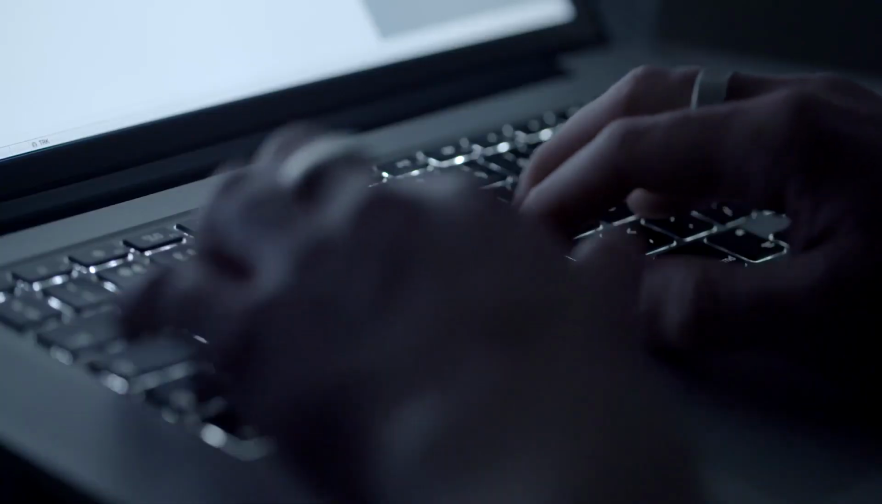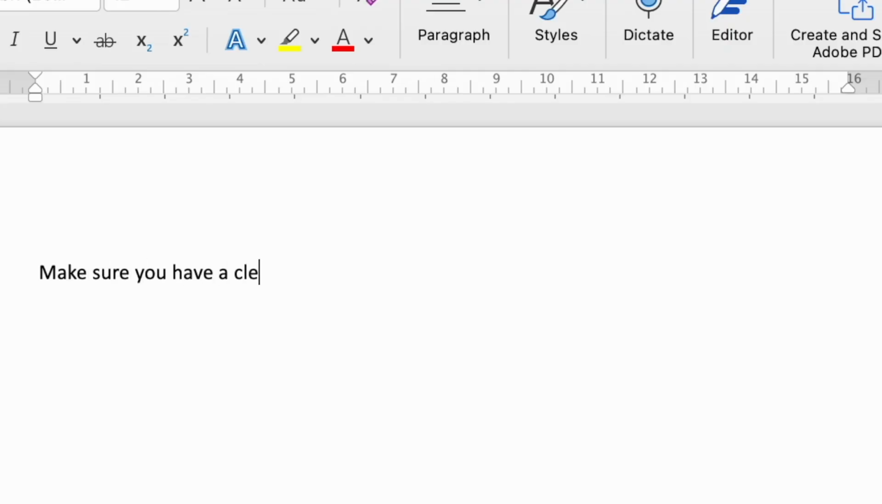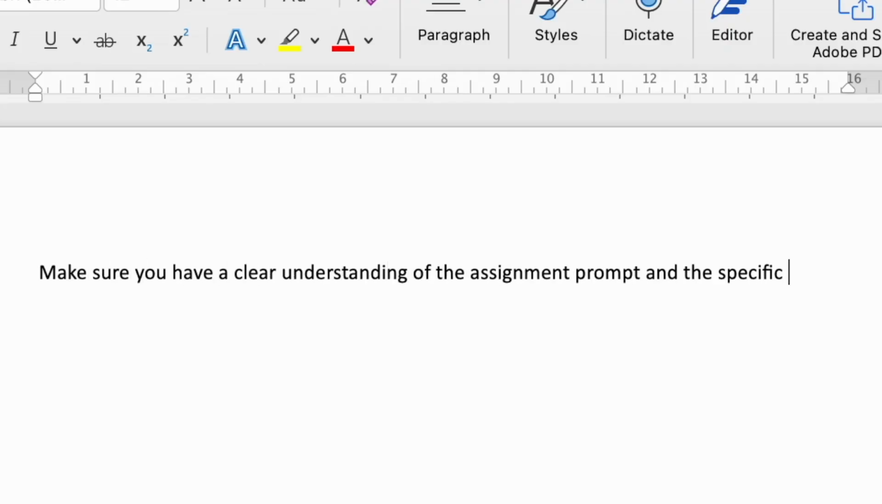Before you begin writing your assignment, make sure you have a clear understanding of the assignment prompt and the specific topic that you're going to be addressing. This will help you focus your analysis and stay on track throughout the writing process.